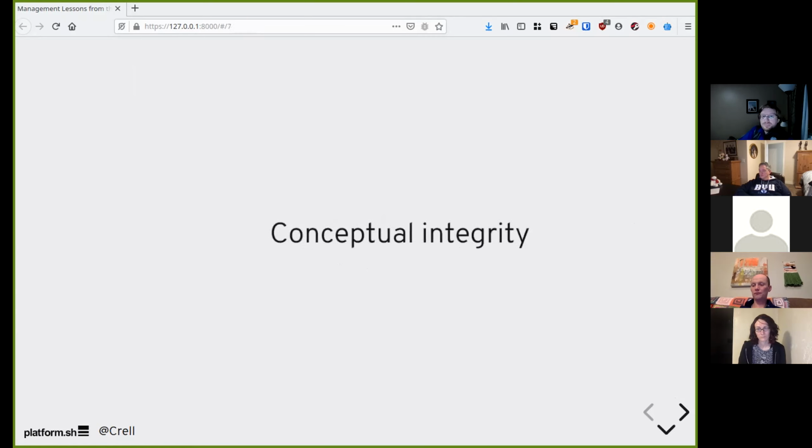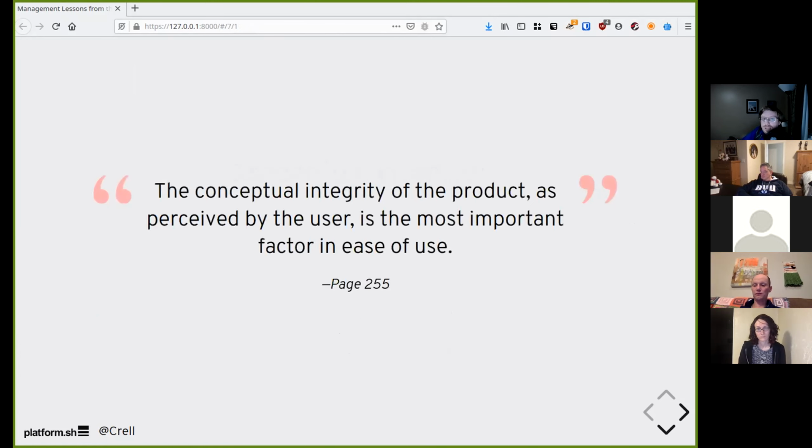Brooks's final point is about conceptual integrity. In fact, he says the conceptual integrity of the product as perceived by the user is the most important factor in ease of use. As perceived by the user. The goal here is to have a single mental model that the user has to worry about. And if they have one mental model, they can't have mental models that clash. You want to have one set of nouns that a user has to think about.